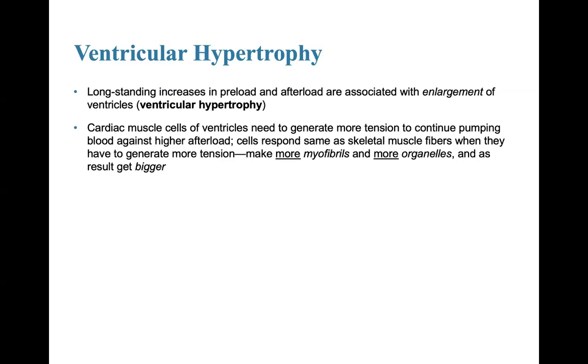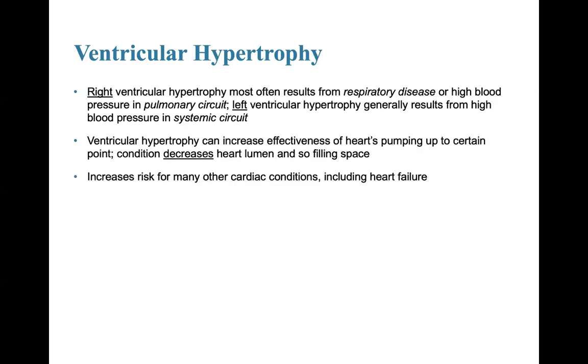Ventricular hypertrophy. Long-standing increases in preload and afterload are associated with an enlargement of the ventricles. Cardiac muscle cells of the ventricles need to generate more tension to continue pumping against a higher afterload. Cells respond the same as skeletal muscle fibers when they have to generate more tension: they make more myofibrils and more organelles, and as a result, they get bigger.